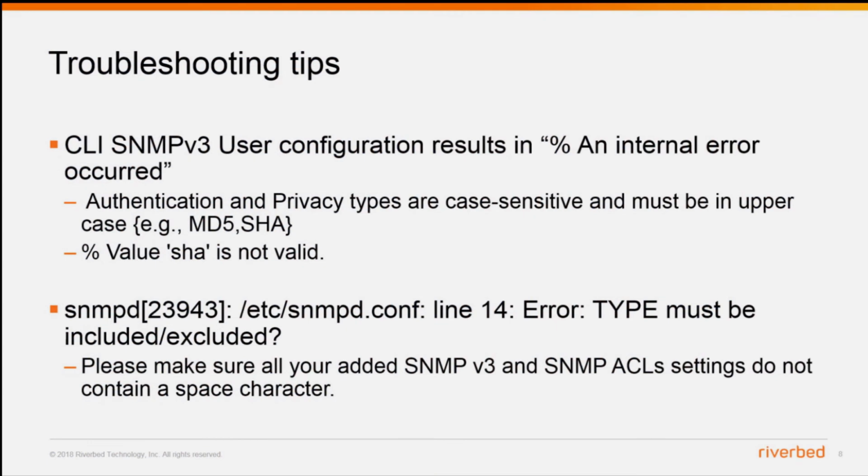While configuring SNMPv3 user via Steelhead CLI, authentication and privacy type should be in uppercase. Lowercase is not a valid option. Please make sure that SNMPv3 settings do not contain a space character. Space characters are not accepted.